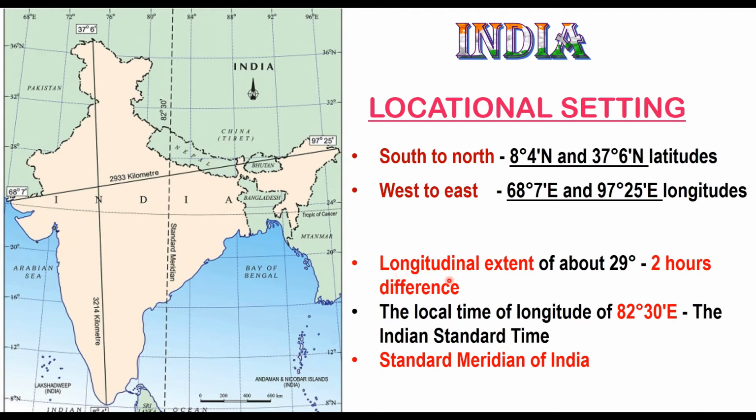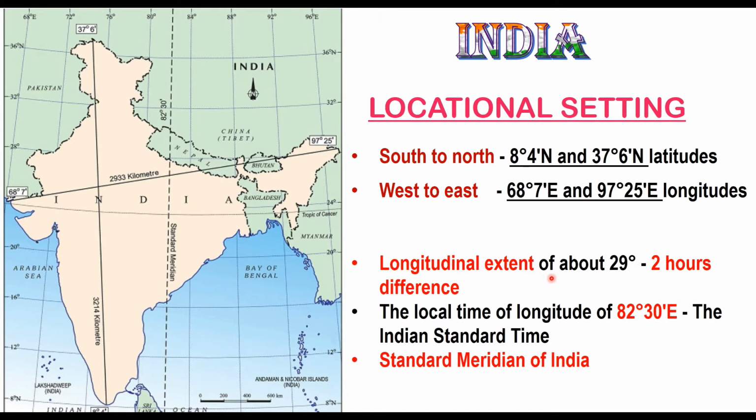Now, India's longitudinal extent is about 29 degree. What is this 29 degree? See, from 68 degree 7 minutes to 97 degree 25 minutes, there's a gap of about 29 degree. See, from here to here. So that is the longitudinal extent of India.